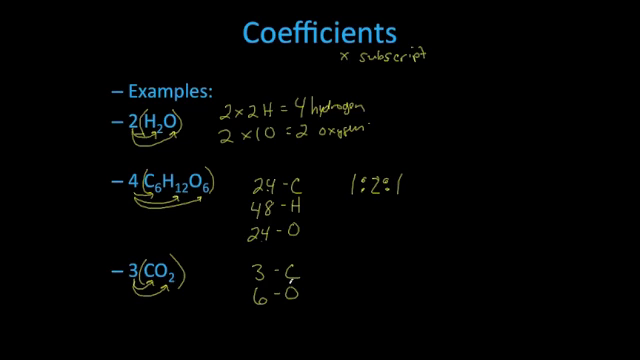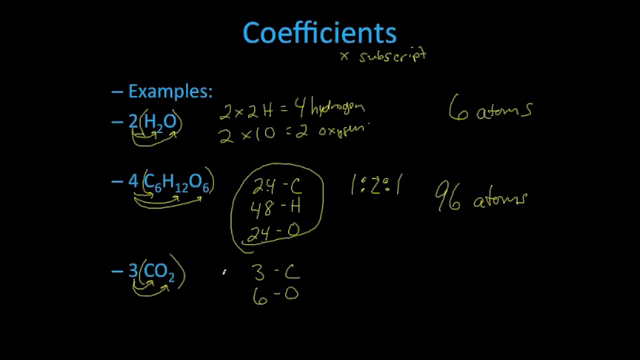Okay? So if you wanted to know how many atoms are in this many glucose molecules, you would add 24 plus 48 plus 24, which would equal a total of 96 atoms. Okay? In 2 water molecules, you have 4 hydrogen and 2 oxygen, which is 6 atoms. And in 3 carbon dioxide molecules, you have 9 atoms.